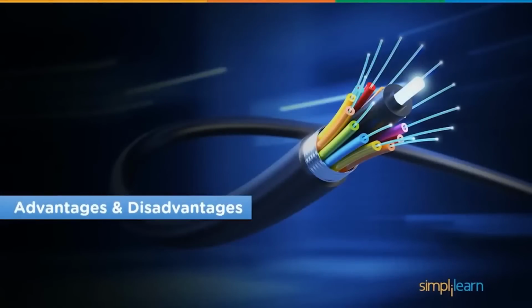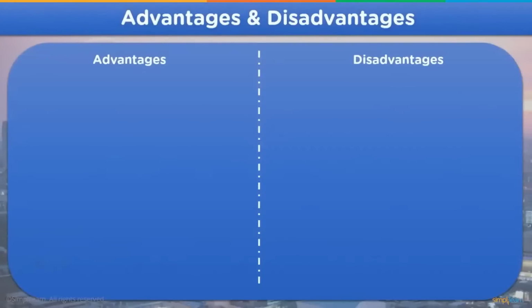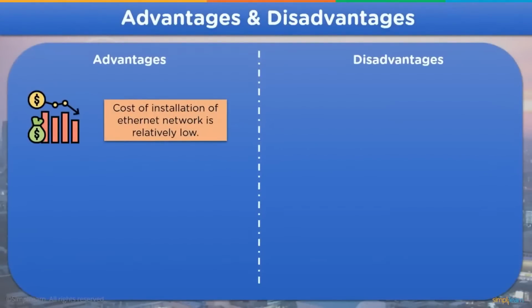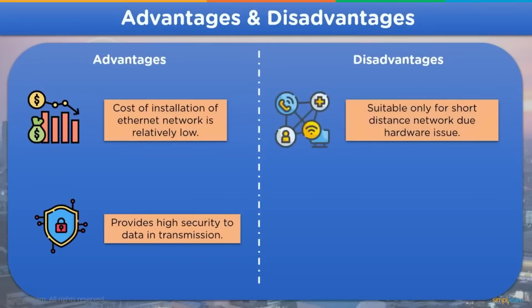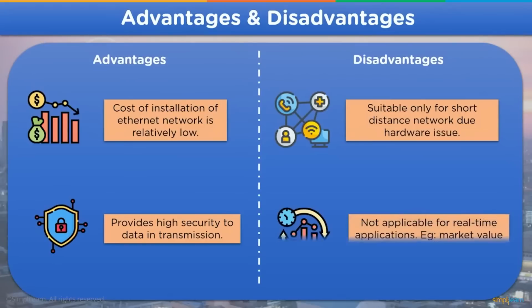Moving on, let's look into the advantages and disadvantages of using Ethernet. For advantages we have, the cost of installing an Ethernet connection is low in comparison to other network channels. The security of the data being transmitted over the Ethernet channel is maintained. As for disadvantages we have, it is suitable only for establishing a short distance communication network due to the high requirement of hardware resources. Ethernet is also not suitable for sharing real-time data and information.